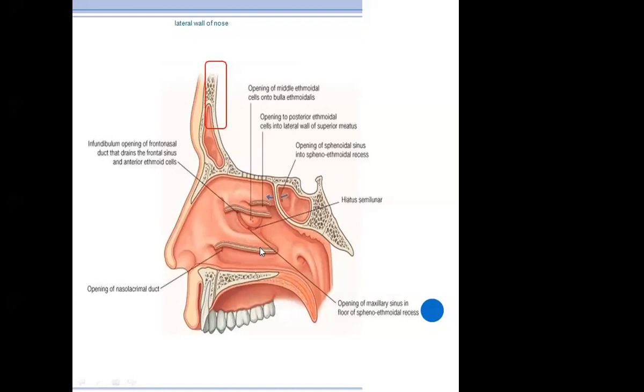And what are the openings? These are the three features of the middle meatus: bulla ethmoidalis, hiatus semilunaris, and infundibulum. Next, what are the openings present in the middle meatus? In the middle meatus, we have the openings of the ethmoidal air sinuses.